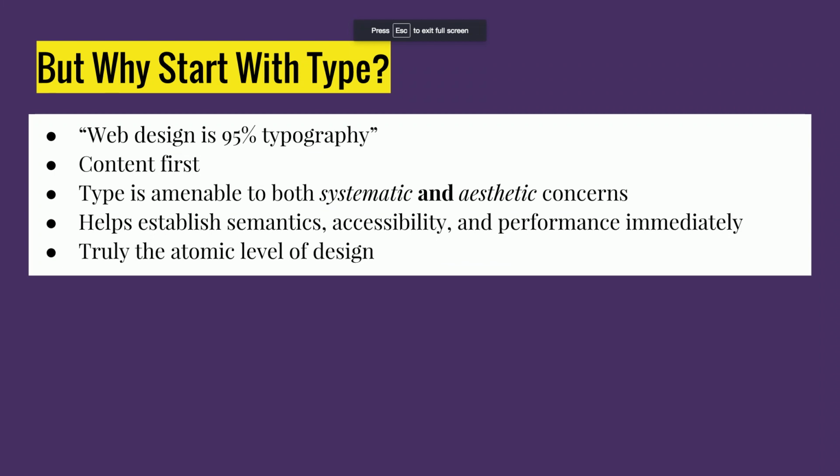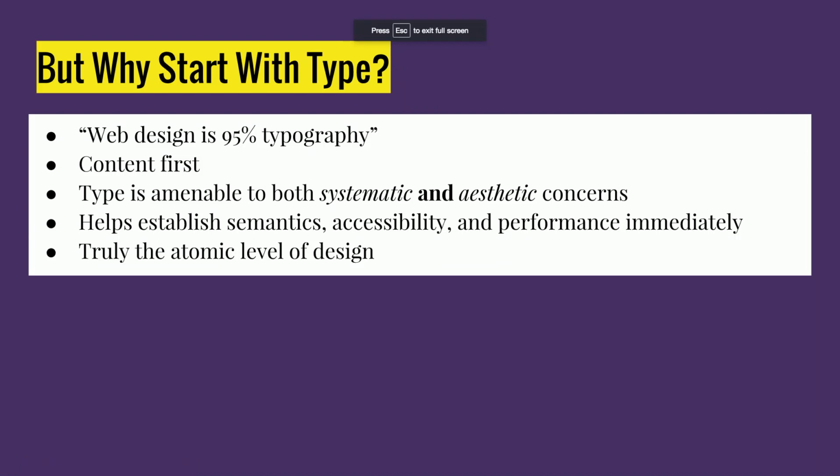Type itself is amenable to both systematic concerns and aesthetic ones. Obviously, we care about how it looks, that'd be the aesthetics, and CSS only provides us so many variables to play with, and those would be the systematic ones. Starting with type helps us establish the semantics of our markup, the accessibility of our markup, and the performance of our site immediately from the beginning. One of my beliefs is that front-end people like myself can be prep chefs for the final site, and ultimately, we're usually the ones tasked with dealing with all this stuff anyways, so make it easier for ourselves and start with semantics, accessibility, and performance.